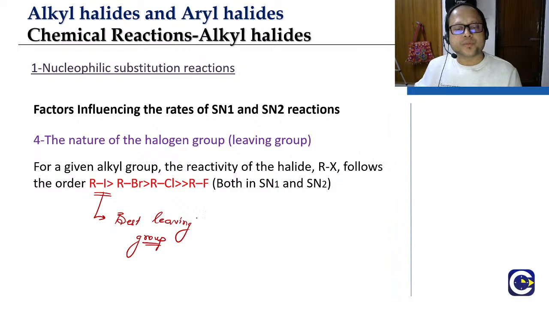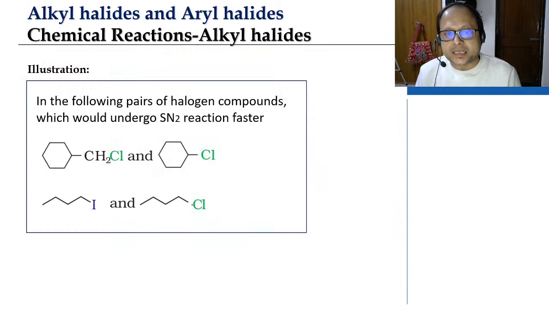Best leaving group, right? While this one has got the strongest bond, and hence it is the worst leaving group, right? So quickly, a question: among these two, which one is going to prefer SN2? You can see this is secondary, this is primary, right? So SN2 is preferred by secondary over primary, so it should be this.